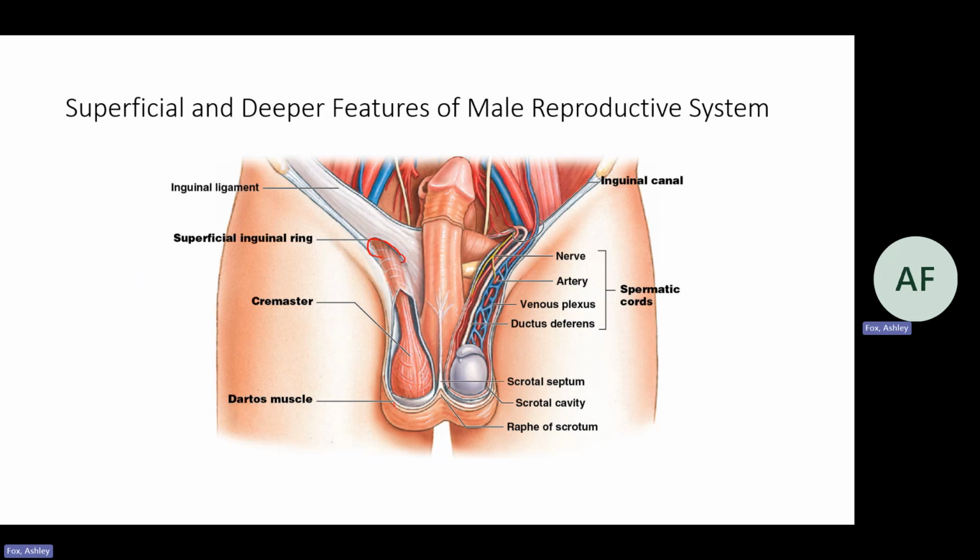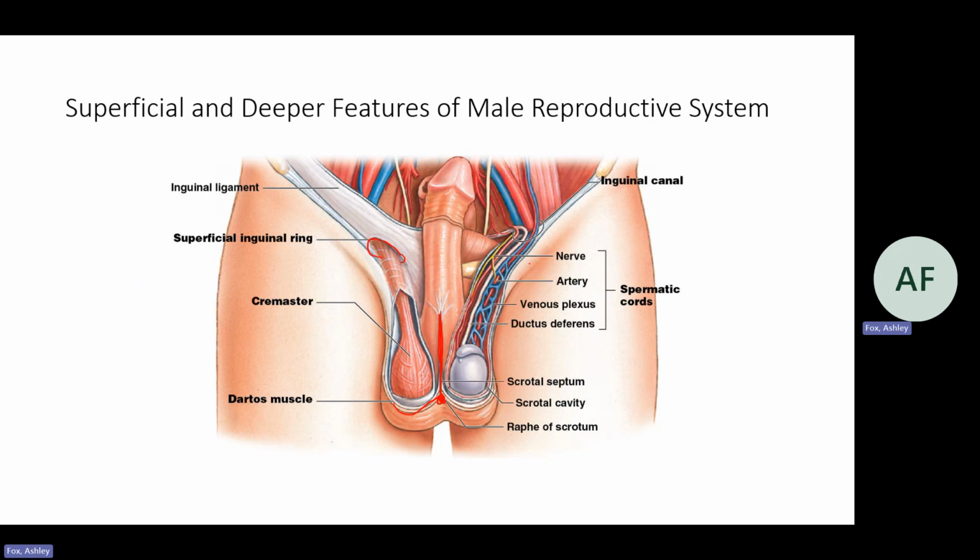Dartos muscle is going to be again in the skin surface of the scrotum. This is the raphe, or again, separating. We have a septum that's going to separate. The raphe's right here, separating the two sides, just the two testes.